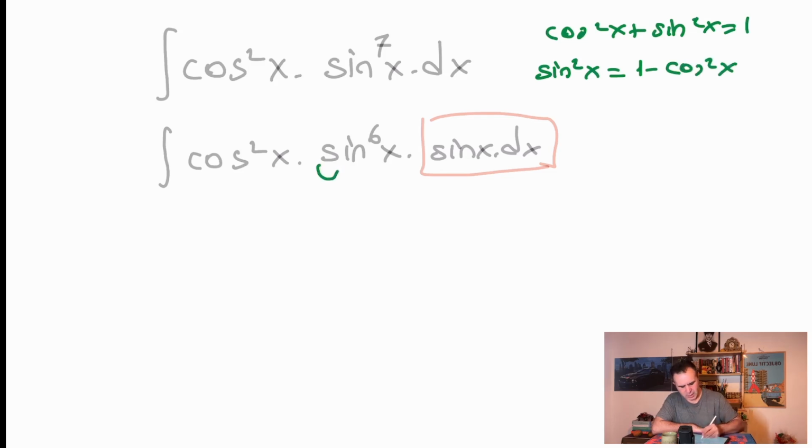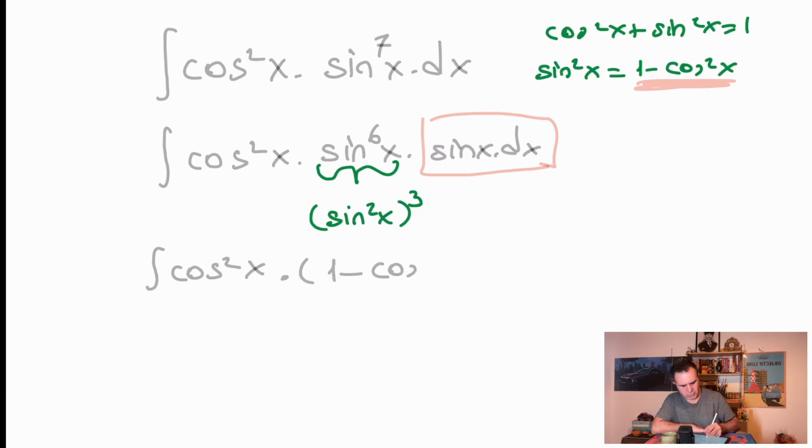And we have here sine to the power of 6x, and this is equal to the cube of sine square of x. Now, I can write sine square of x as 1 minus cosine square of x. Then the integral becomes cosine square of x multiplied by 1 minus cosine square of x to the power of 3 times sine x dx.